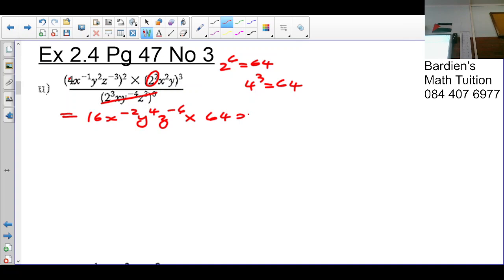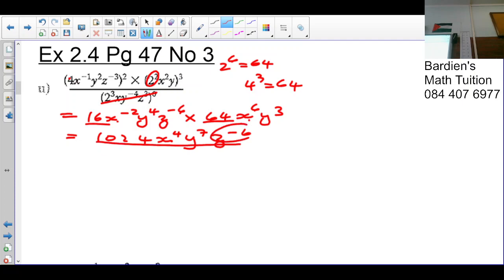It's 64. X, 2 times 3 is 6y cubed. So 16 times 64, so 1024, is that correct? Right. X to the negative 2 times x to the negative 6. It's x to the 4. Y 4 times y cubed is y7. Z negative 6. So what do we do with that negative exponent? It goes to the bottom, not so? So it's 1024, x4, y7 all over z6.